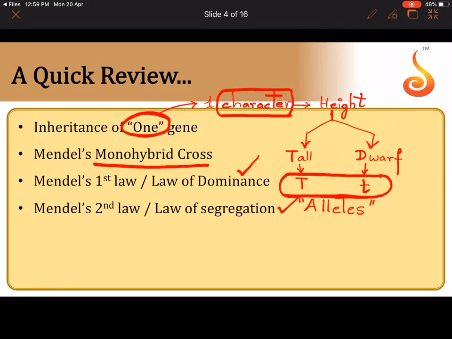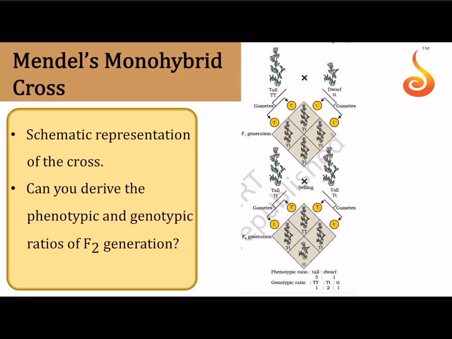So whenever you think of one gene, just think about one character and that character existing in two traits. So one gene in how many allelic forms? In two allelic forms, that is capital T and small t.